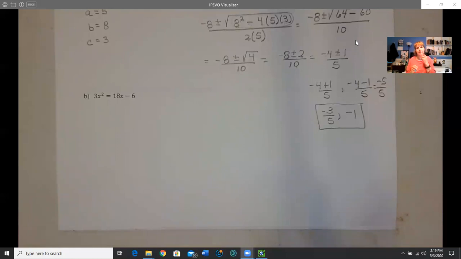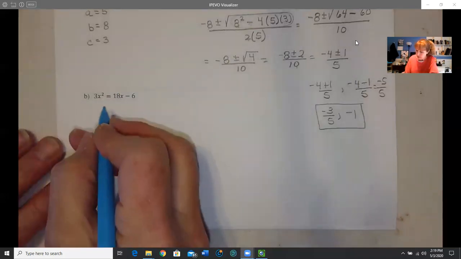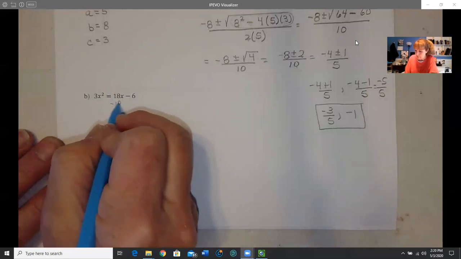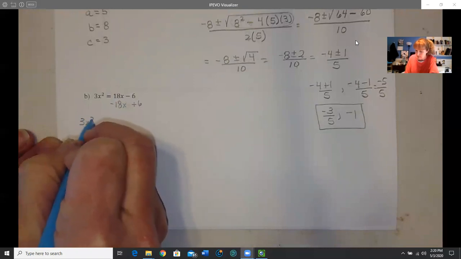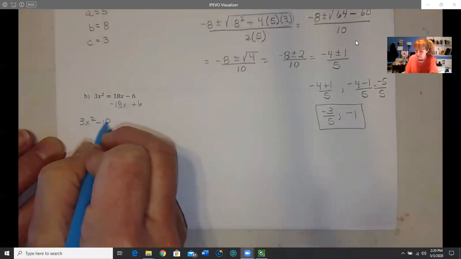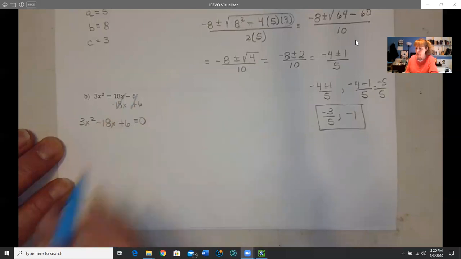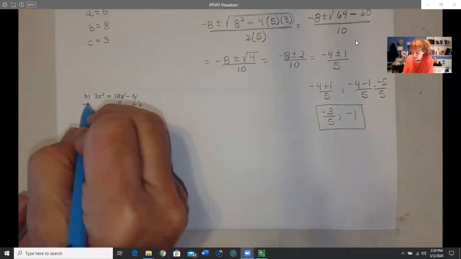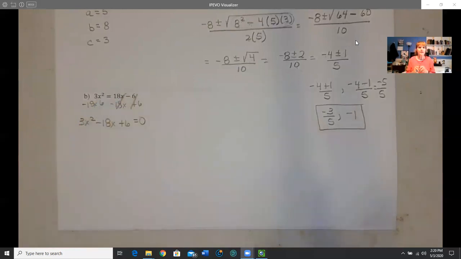Let's look at this one right here. Again, even though there are some of these where you say, well, I could factor this maybe faster, we're still going to use the quadratic formula because I want you to practice it. Okay, we need to set it equal to 0. So I'm going to bring the 18x over and the 6 over. So I'm going to have 3x squared minus 18x when I bring it over, and a positive 6. And then I have a 0 on the right-hand side. So I subtracted 18x and I added 6 to both sides.